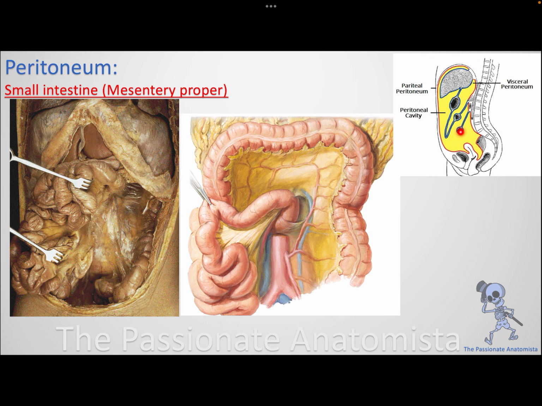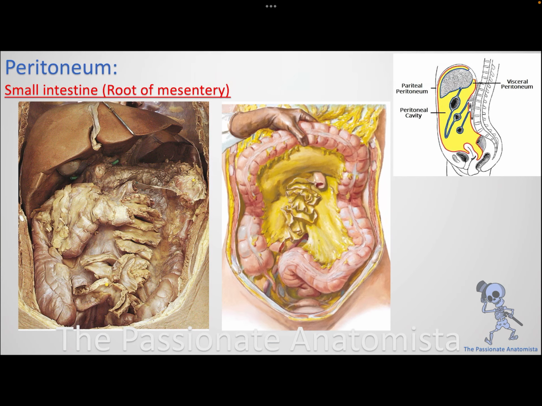And if you look at the small intestine here, you will find that it's suspended by the mesentery proper, and here exactly is the root of mesentery. Moving on, again, if I try to cut the small intestine and keep it on a side, I can find that the root of that is the root of mesentery.